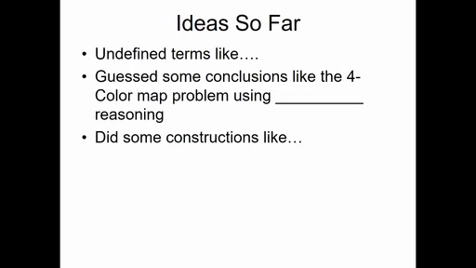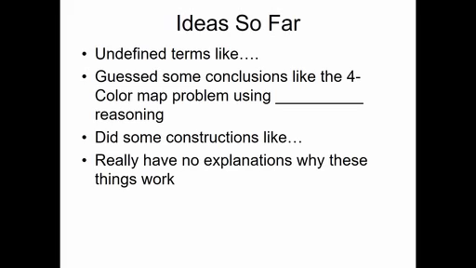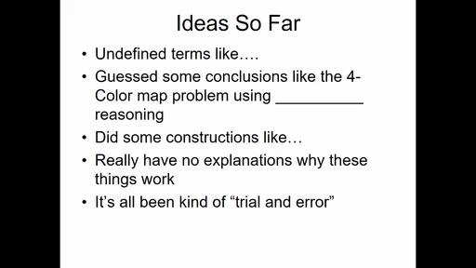We've done some constructions, and there were two. We bisected a segment and we bisected an angle. But in so doing, we just followed some steps that we didn't really understand, and we can't actually be sure those constructions work yet. That'll come. So really, we don't have explanations why any of these things work yet. And that's what we mean. We can't go on like that. It's all been kind of trial and error, and we need something that makes us a little bit more positive.